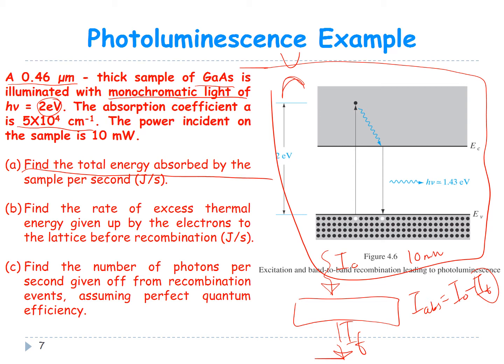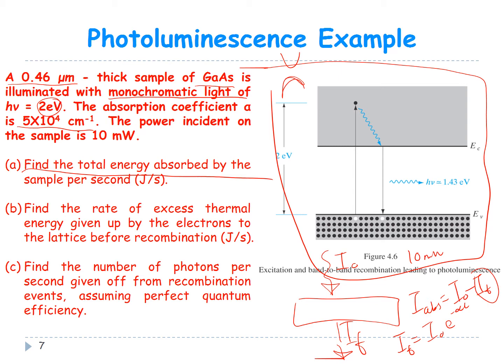So remember, we derived IT, which was equal to I naught e to the power minus alpha L, where L was the thickness of the sample. So we can actually get the total energy absorbed by the sample per second, and this is greatly dependent now on the thickness of the sample. So we can do that.